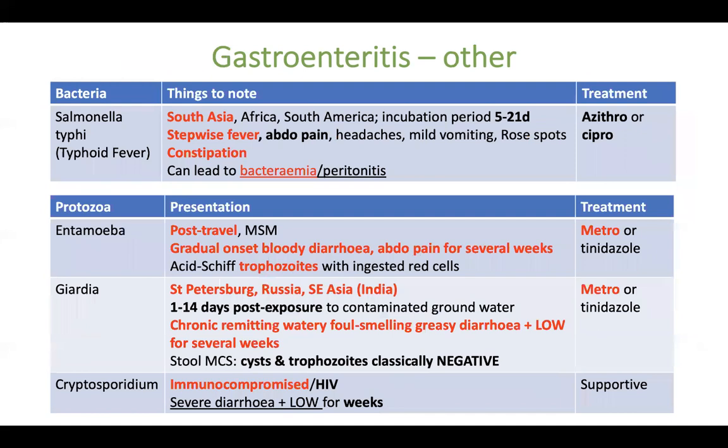So other things that come up, typhoid fever. This was a thing that came up for us last year. They're essentially very unwell. They have high fevers, and they have what's called a stepwise fever that goes up. And they have abdo pain. Usually they're a traveler from South Asia. And it will give you things like constipation rather than diarrhea, so that's the thing that will separate it from the rest of the options. But it can give you diarrhea in some cases, and they're just extremely unwell.